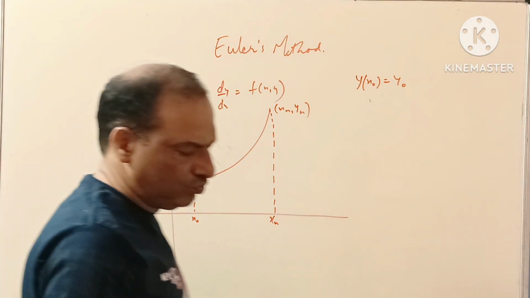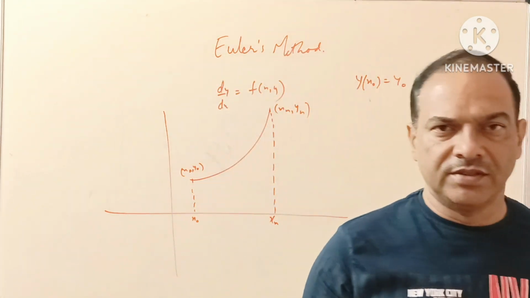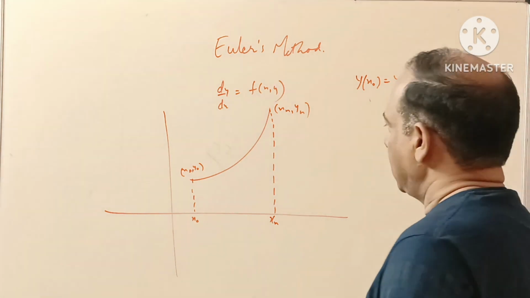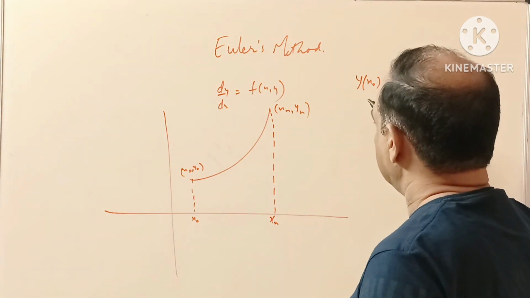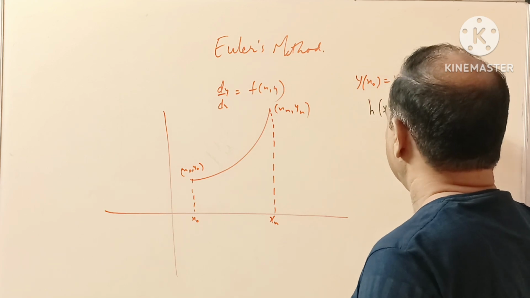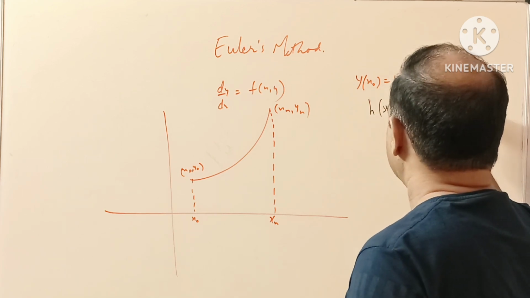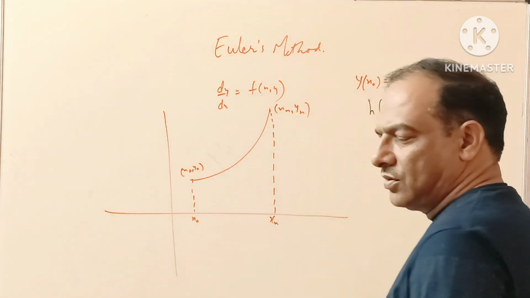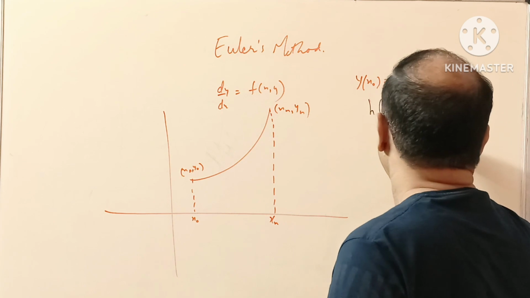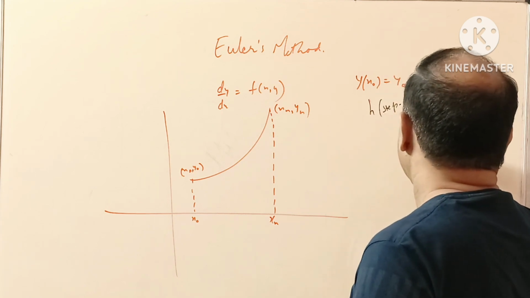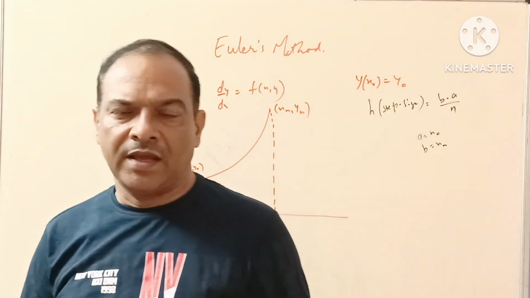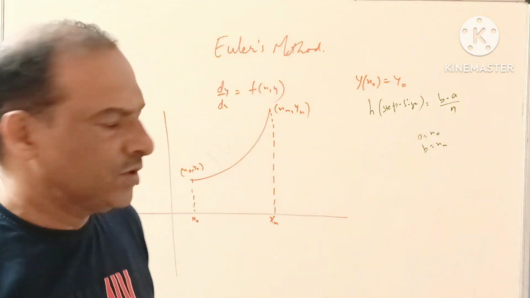Now the next thing is, what is the value of n? Therefore there comes h, which is said to be the step size. The step size is h = (b - a)/n, where a is x naught and b is xn, and we divide this by n. n is the number of steps which we are taking.